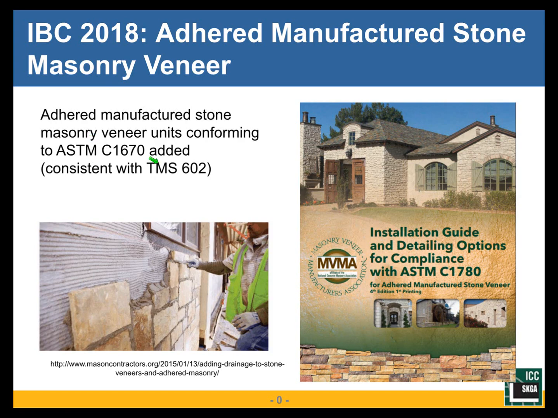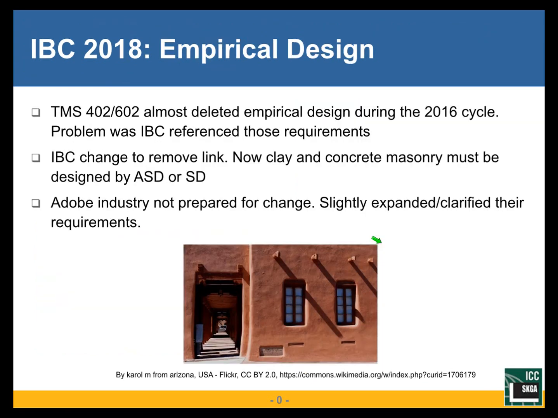The IBC also added adhered manufactured stone masonry veneer units conforming to ASTM C1670. These were also added to TMS 602, the specification. So this is an example of these adhered masonry veneer units. There's a good installation guide and detailing options put out by the Manufactured Veneer Masonry Association, which actually is sort of part of NCMA. So if you go to the National Concrete Masonry website, you can also get the information on that. That's some good information if you're dealing with adhered manufactured stone masonry veneer.